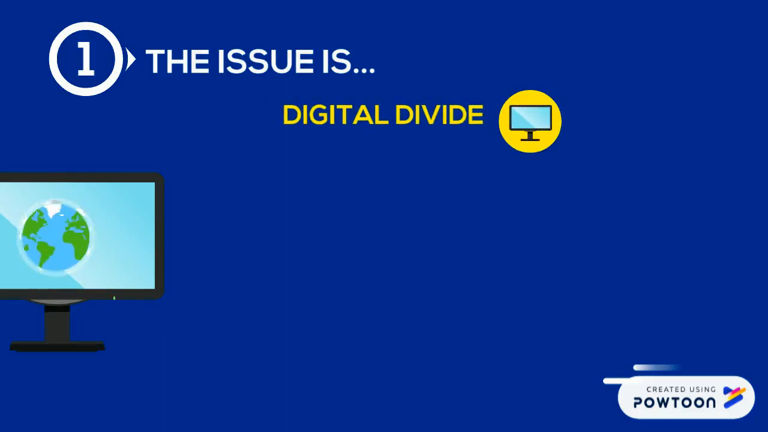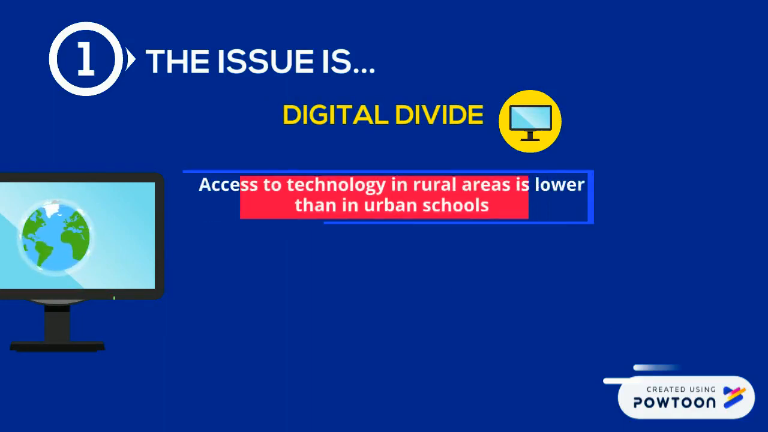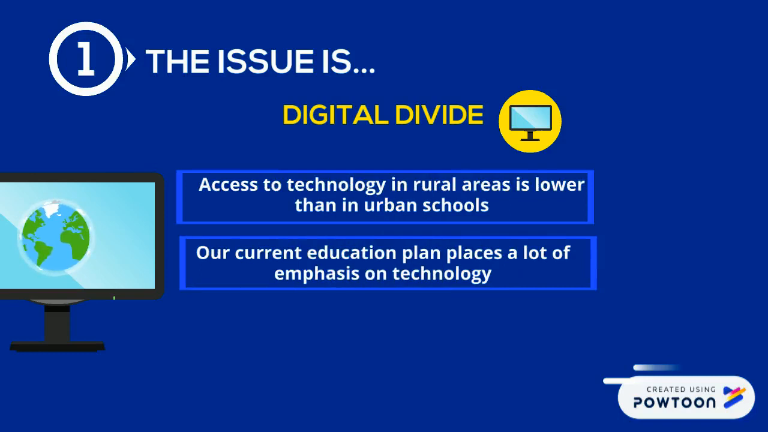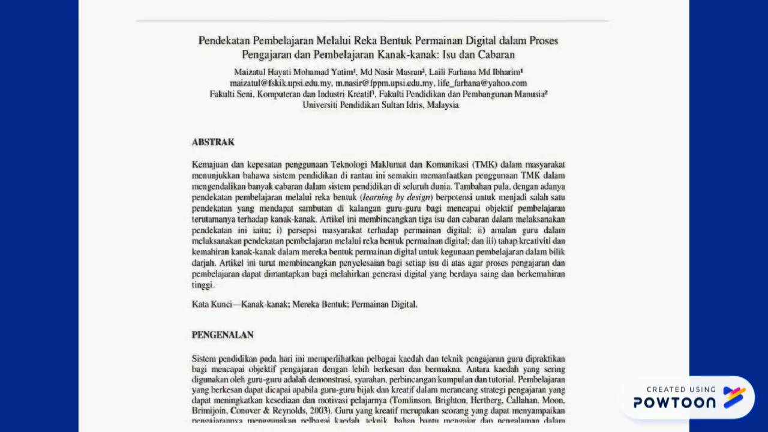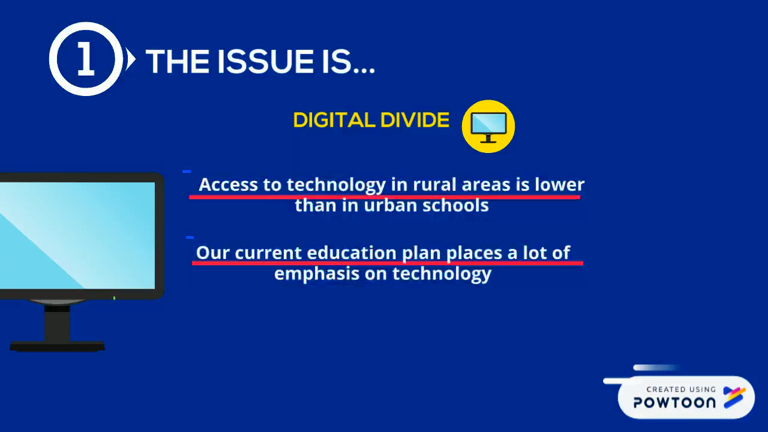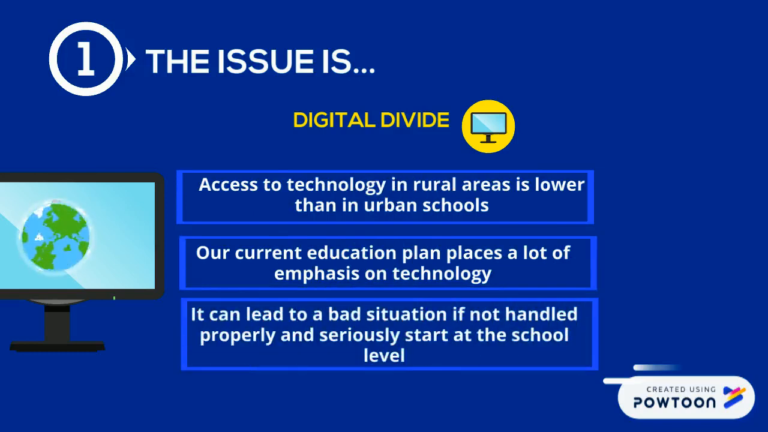Digital divide. It is undeniable that access to technology in rural areas is lower than in urban schools. Most rural schools have difficulty reaching out to technology and the internet. On the contrary, our current education plan places a lot of emphasis on technology. According to the study by researchers, one of the skills that must be mastered in teaching and learning in the 21st century is information, media and technology skills. The digital divide issue can lead to a bad situation if not handled properly and seriously, starting at the school level.